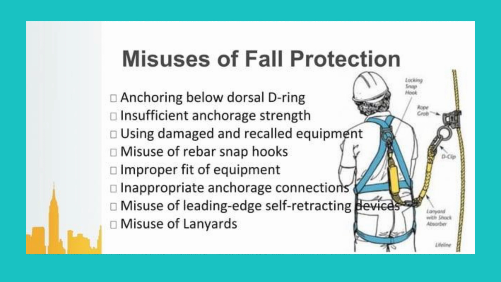Here you see the anchoring below the dorsal D-ring. Second is insufficient anchorage strength. Using damaged or recalled equipment, misuse of rebar snap hooks, improper fit of equipment, inappropriate anchorage connections, misuse of leading edge, self-retracting, misuse of lanyard. These misuses result in accidents despite using fall protection.